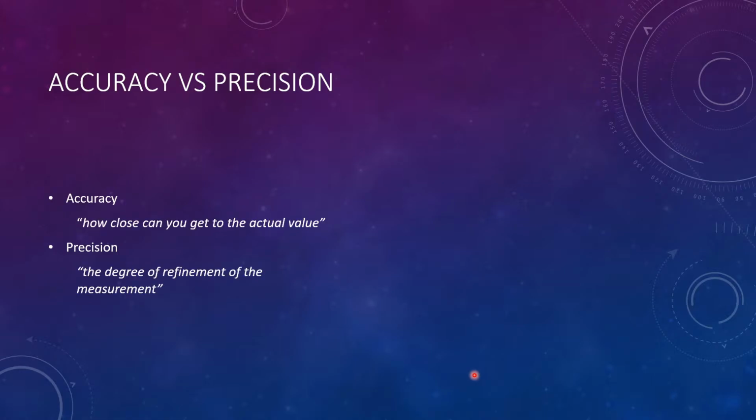So accuracy refers to how close you can get to the actual value that you're trying to measure, whereas precision is the degree of refinement. So essentially, how close you're able to get to the actual value, right?